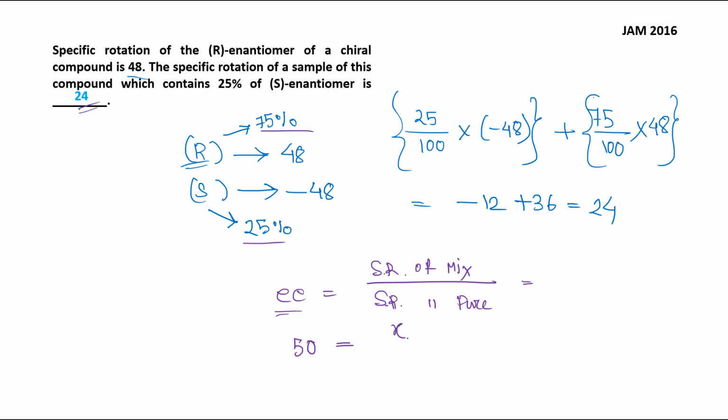So you have to place the X value here because we do not know it, 48 and 100. Now from this formula also you can find out that it will be 50 by 100. So you are getting the same answer. But for me, I think the previous method is easier to understand, because in the second way, first you have to find the EE and then you have to put it in this formula. But whichever way you want to solve it, it is up to you. Both methods are giving us the same result, 24.